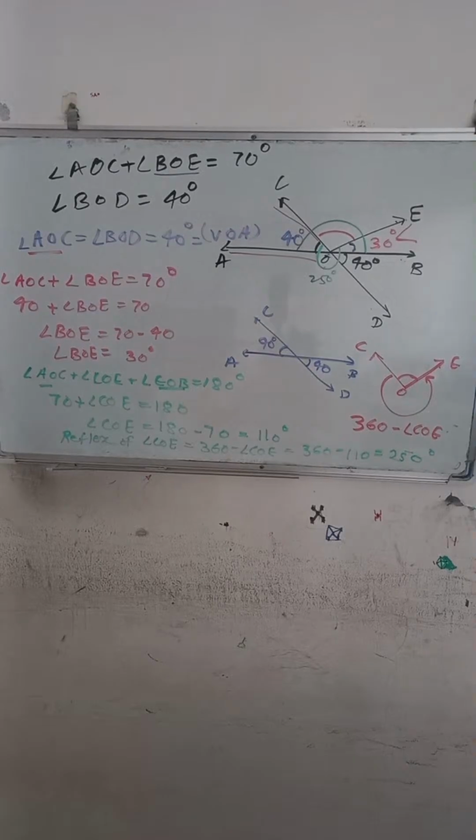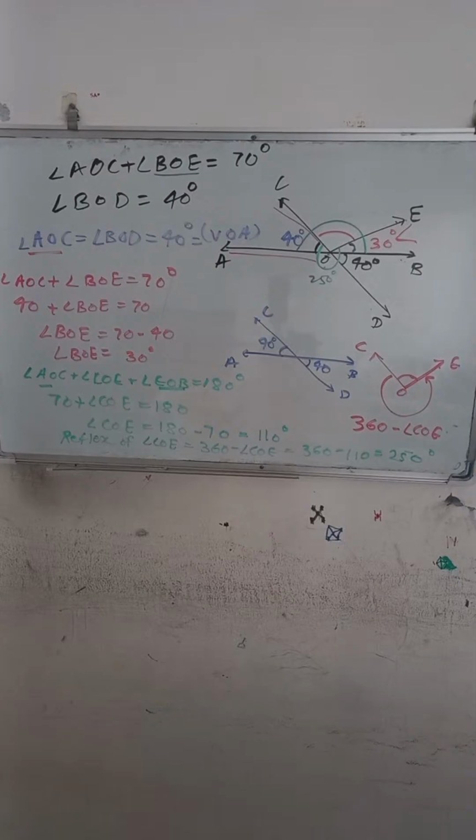Write down. In the given figure, lines XY and MN intersect at O. If angle POY is equal to 90 degrees.